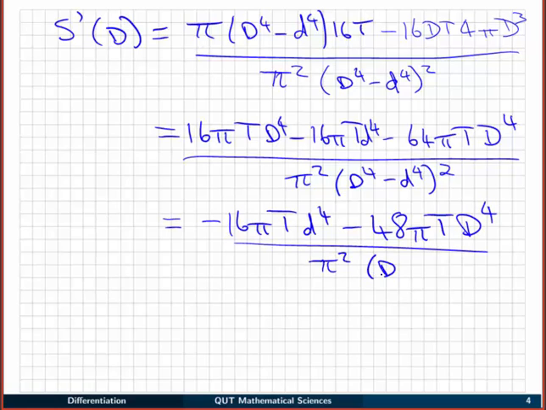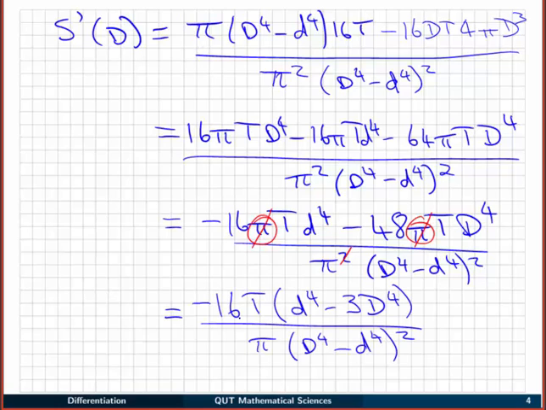I can see I can get a little cancelling here. So there's some common factors on the top. Okay, I could extract this pi here and here, factor those out, and they will cancel with one of the pi's on the bottom, and I can factor things out a little bit as well. And we end up with our final result there for the derivative S dashed of D.